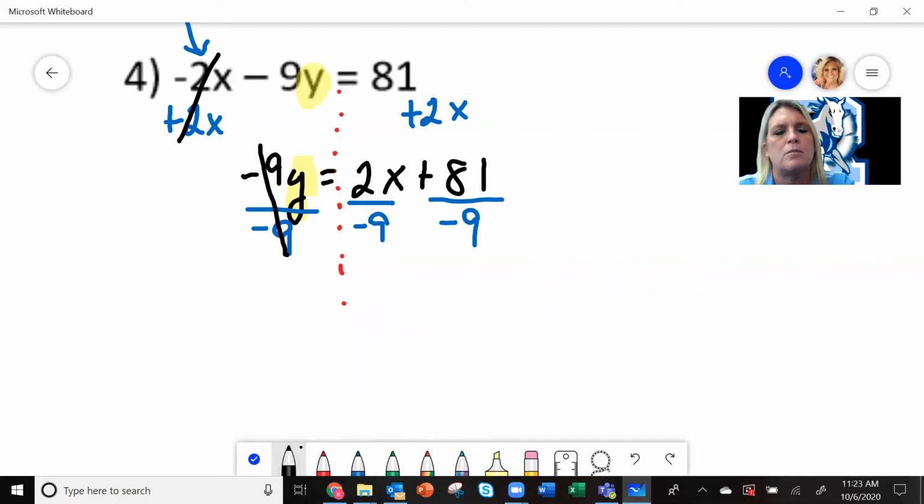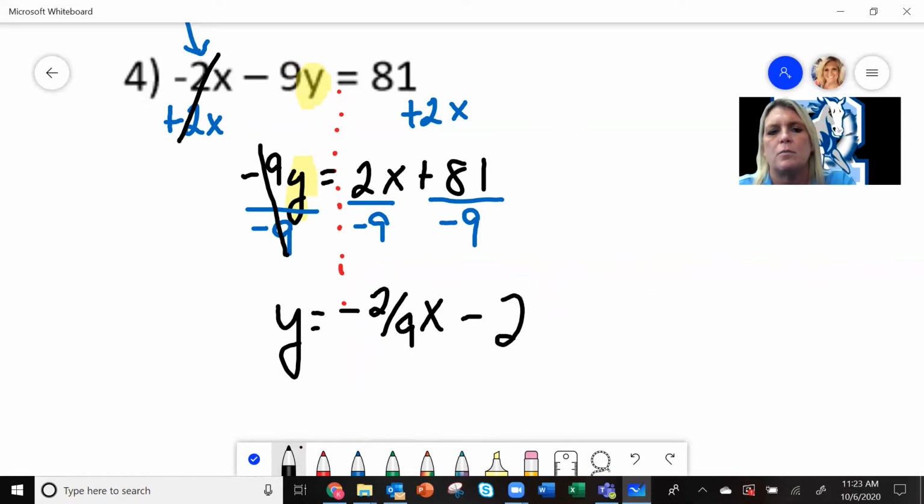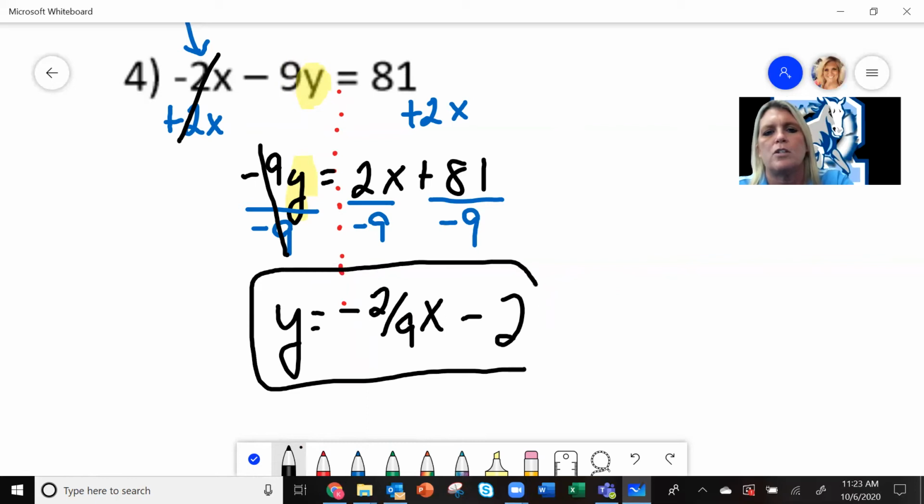Now these cancel, they make 1. 1y equals 2 divided by -9 is -2/9 x. 81 divided by -9 is -9. Here is your equation in slope-intercept form.